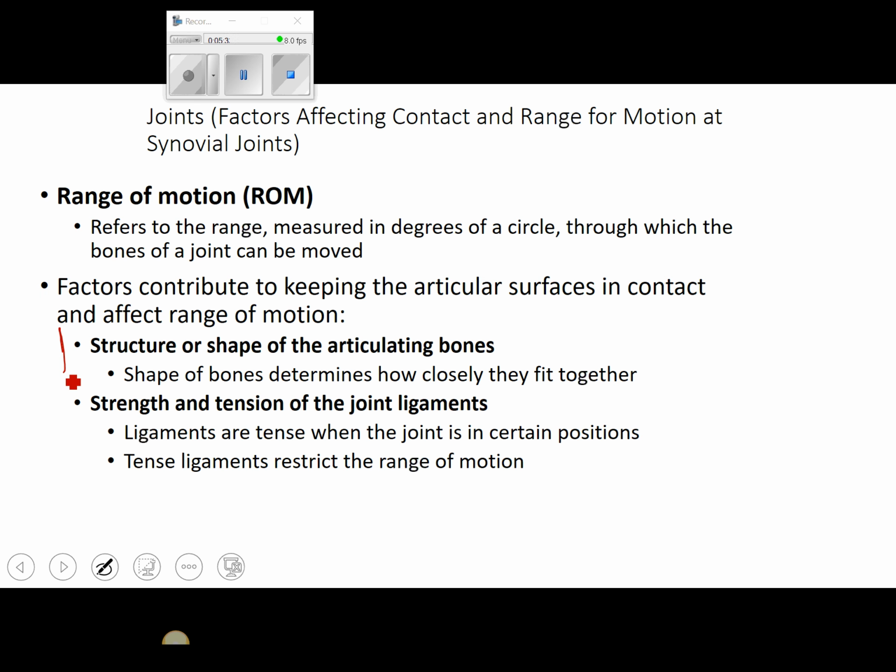The shape of the bone determines how closely they fit together. So the articular surfaces of some bones have what they call complementary relationships. So they allow that interlocking fit, which is going to allow rotational movement.